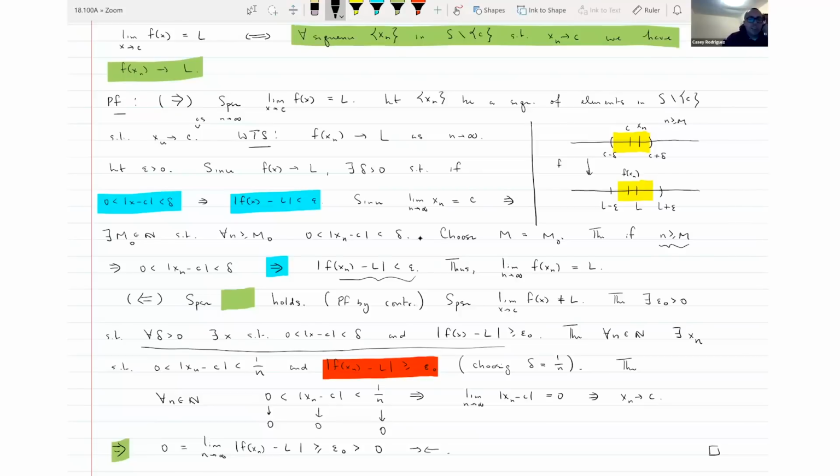Okay, so next time we'll talk about applications of this theorem. Do y'all have any questions about this proof or anything that we've covered so far today?